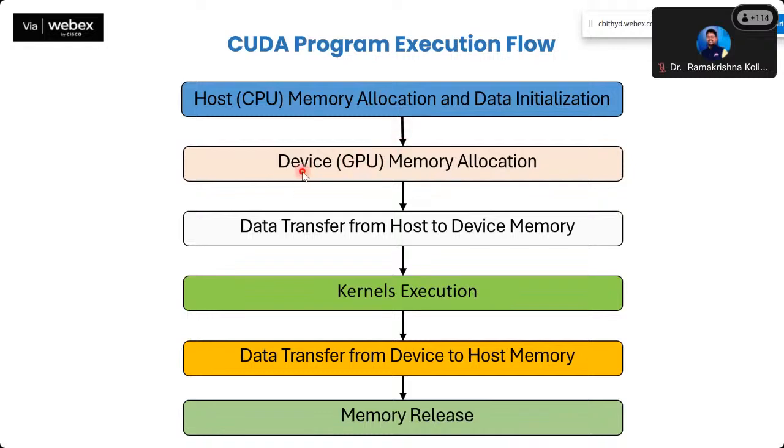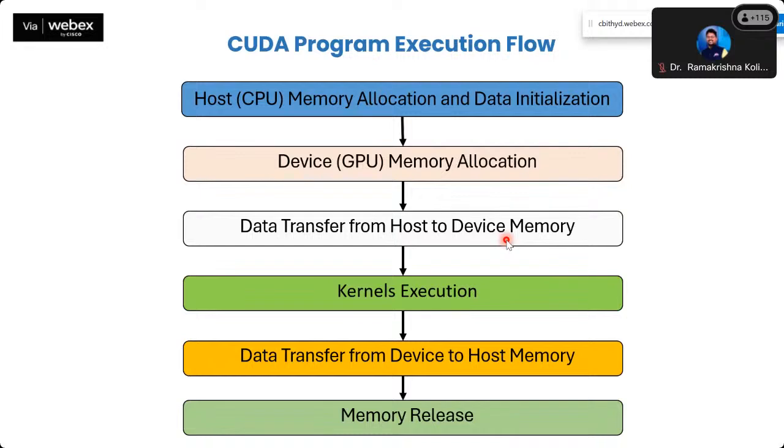we have to allocate space on the GPU, because I already mentioned that the GPU also has its own memory, in dedicated GPUs. So almost an equal amount of space is to be created in the GPU memory space. Once the memory space is allocated for the variables, the data transfer will happen from host to device memory.